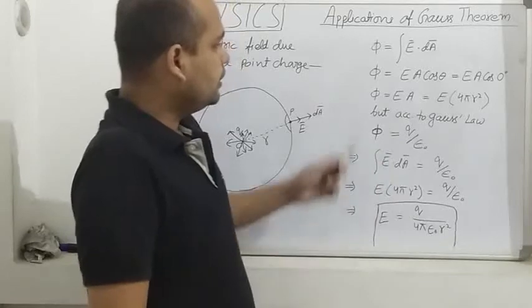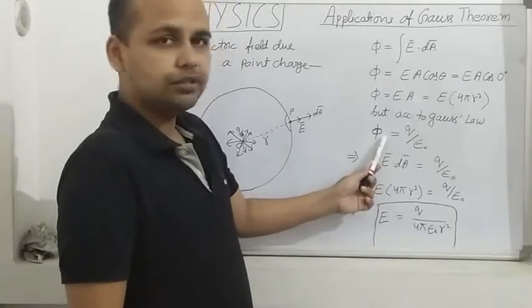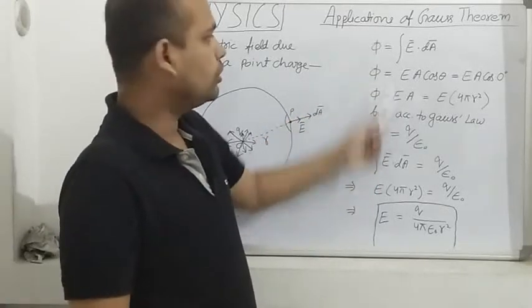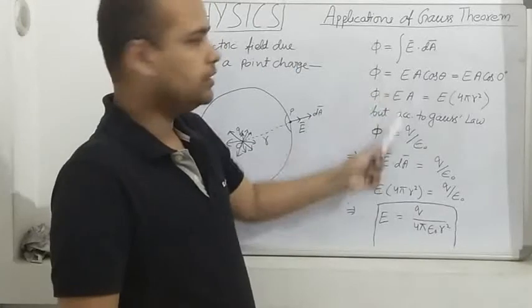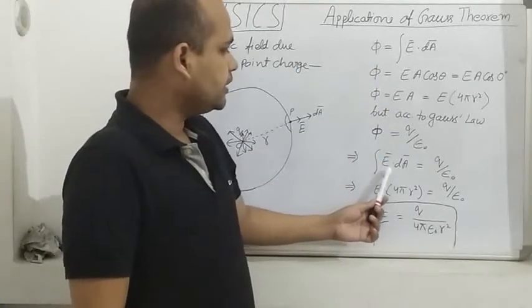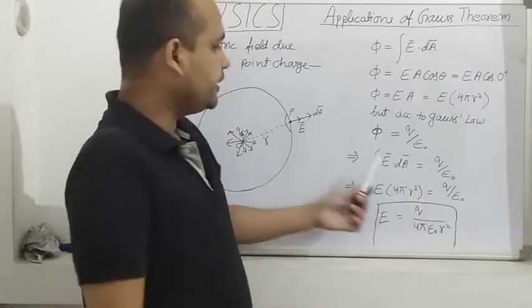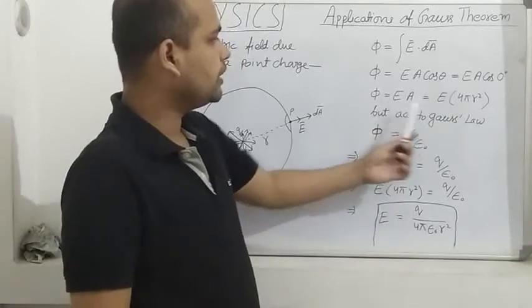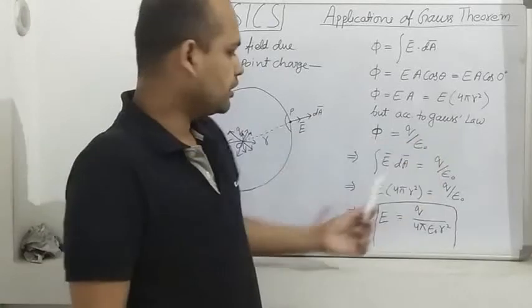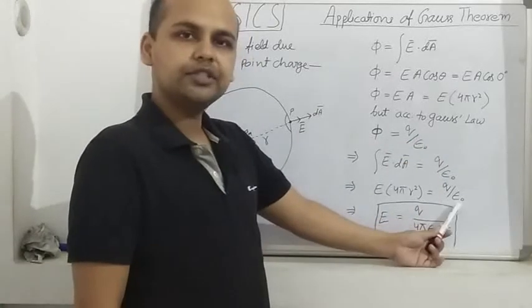Now you can see that this electric flux, due to Gauss theorem, and this electric flux both can be equated because both are the same thing. So these two can be equated. So we can say integral E dot dA will be equal to Q upon epsilon naught. And integral E dot dA already we have found, and that is equal to E into 4 pi r square. So we'll write here E into 4 pi r square is equal to Q upon epsilon naught.